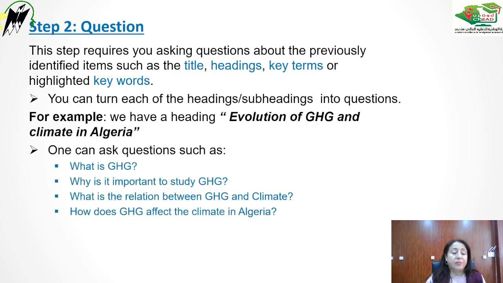Step 2. Question. This step requires you asking questions about the previously identified items such as the title, headings, key terms, or highlighted key words. You can turn each of the headings, subheadings into questions. For example, we have a heading Evolution of GHG and Climate in Algeria. We can ask questions such as what is GHG? Why is it important to study GHG? What is the relation between GHG and climate? How does GHG affect the climate in Algeria?